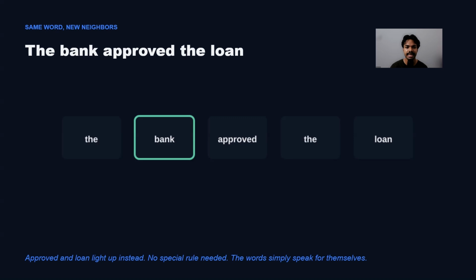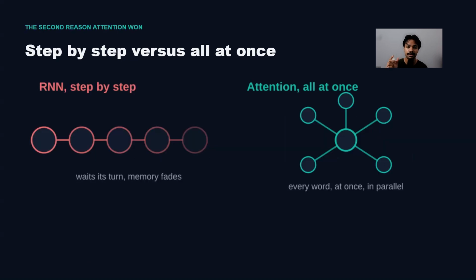Attention did not need any special rule for this. It simply looked at whatever words were actually present and let them speak for themselves. And here is the part that makes this genuinely powerful. This is not something that happens once for one special word. Every single word in the sentence does this, at the same time, for every other word.